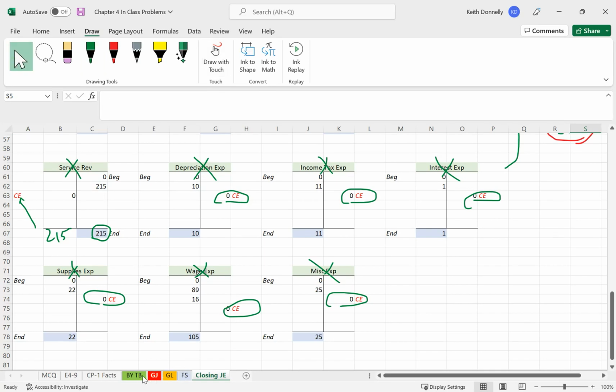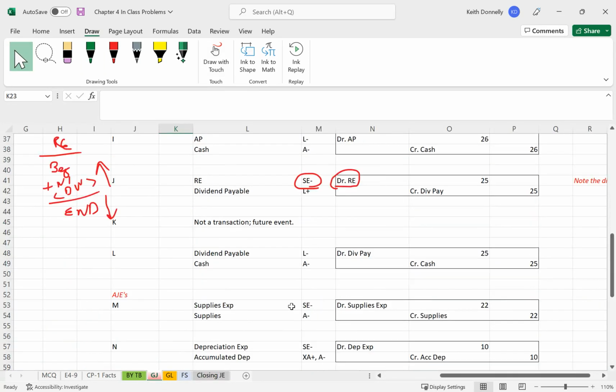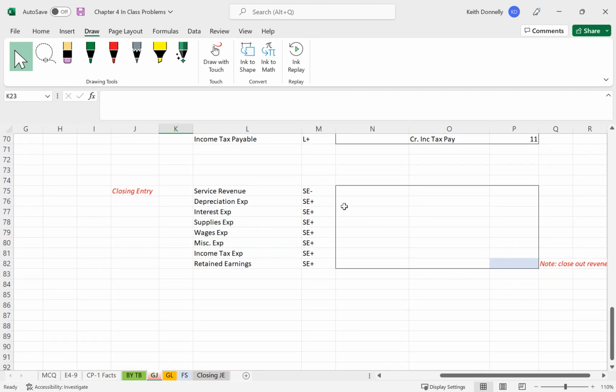And if we go back here, I have it all right here, the closing entry, like what you would do for this. And essentially, if you normally credit revenues to 0 them out, now you need to debit them. If you normally debit expenses to 0 them out, now you need to credit them. So all these guys, we've got to credit.